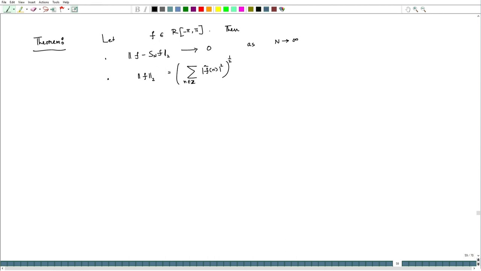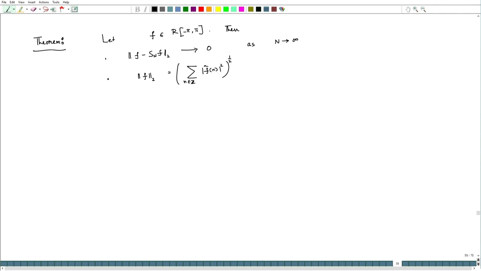Which means we can completely capture the norm of f if we know f hat of n. This is the so-called little L2 norm, but we are not going to talk in the abstract setting. This is known as the Parseval identity, which is one of the cornerstones of Fourier series. This is very satisfying and one of the most fundamental and important results in Fourier series. Okay.